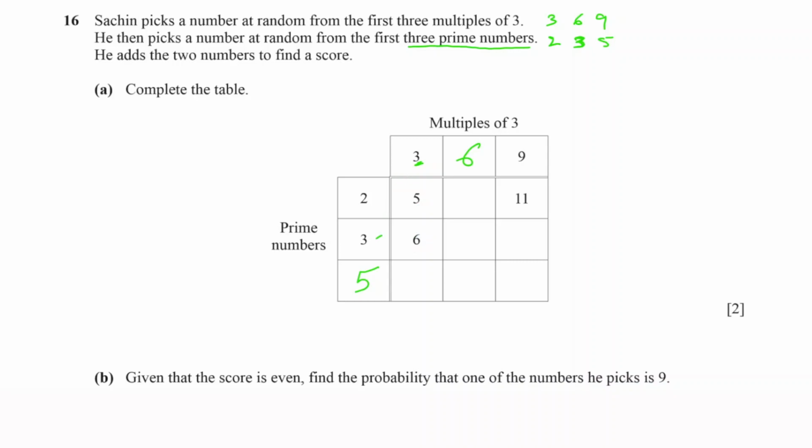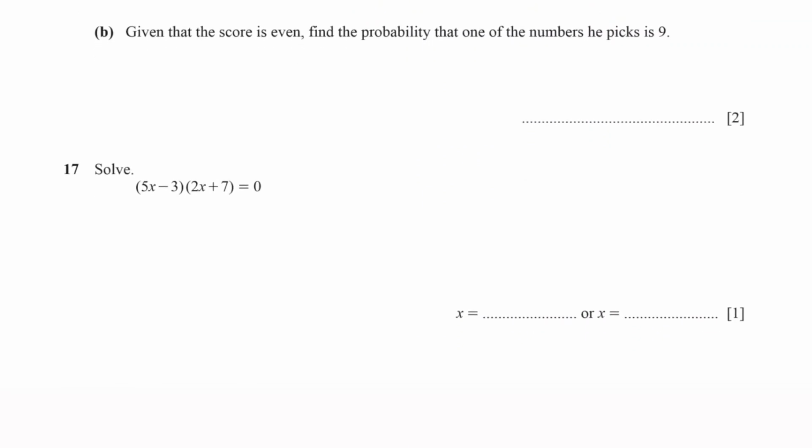So yeah, what we can do is add and write the numbers. 6 plus 2 is 8 here, and 6 plus 3 is 9 here, and 3 plus 5 is 8, and 6 plus 5 is 11, and 9 plus 5 is 14, and 9 plus 3 is 12. So these are the numbers that we have to fill.